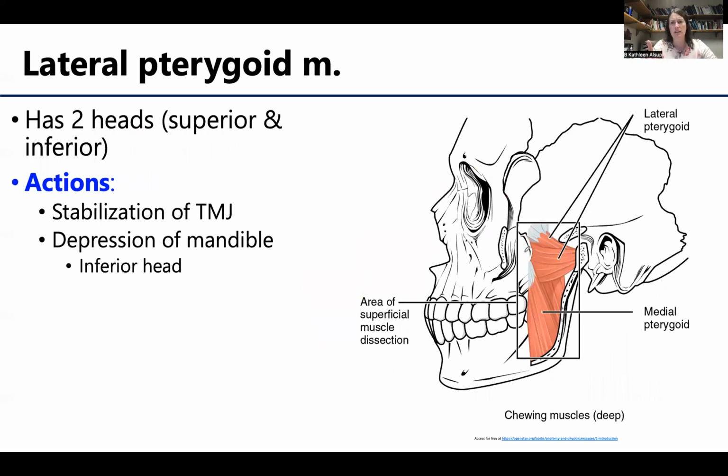The lateral pterygoid muscle I want to spend one moment on here is a little unique. It has two different heads. You have a superior head and an inferior head. The superior head actually has a direct attachment to the articular capsule and a bit on the articular disc of the TMJ. So it really plays an important role in terms of stabilization of the TMJ. And I do have a note here: the inferior head is the only muscle that will depress the mandible or forcefully open the mandible. Had a little pop in my TMJ right there. All right, so this is the only muscle that's going to be capable of that.